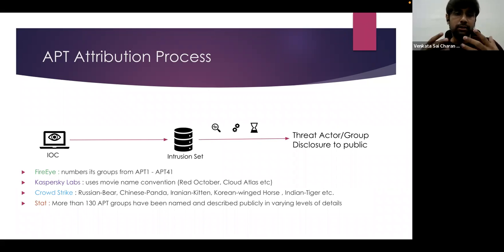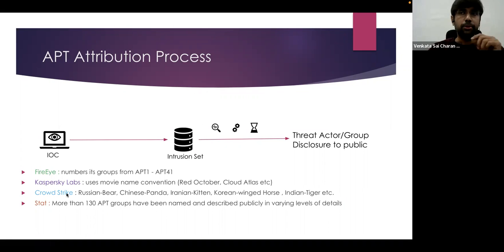So this is the overall process of APT attribution. There are many security firms that usually do this APT attribution process, like FireEye, Kaspersky and CrowdStrike. We have also discussed the naming conventions. The most famous naming convention was the CrowdStrike one.